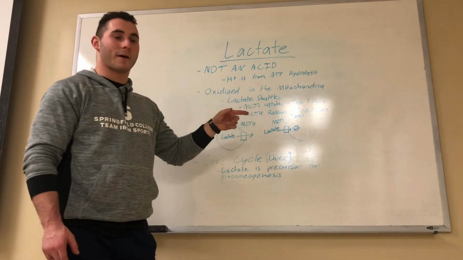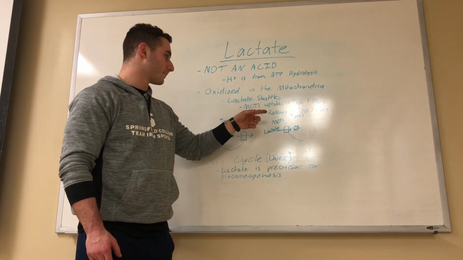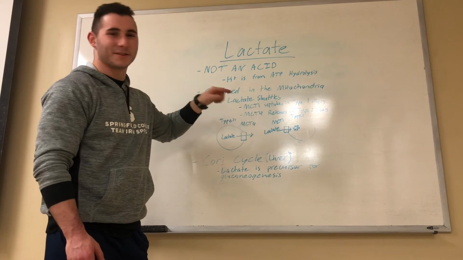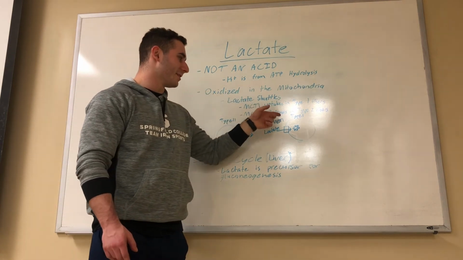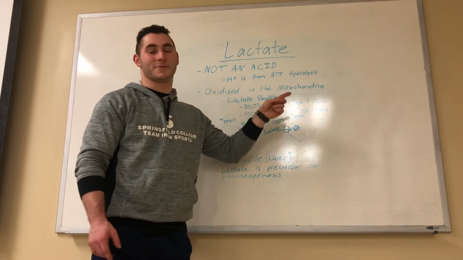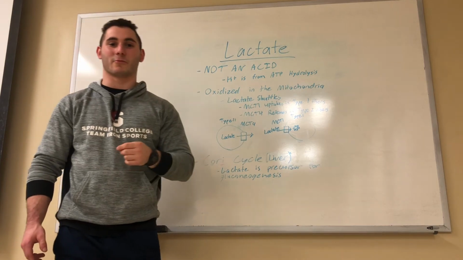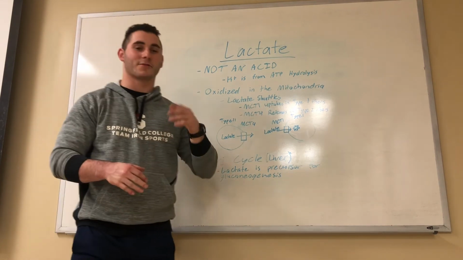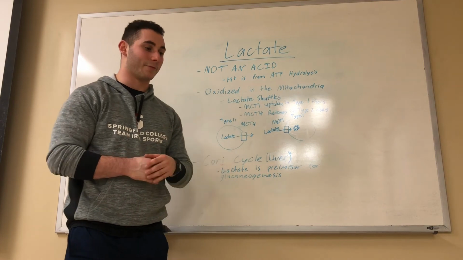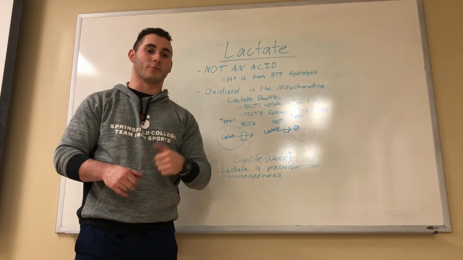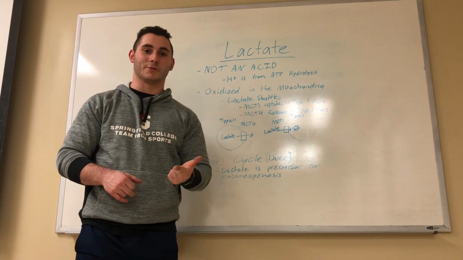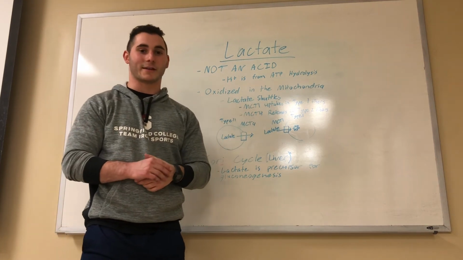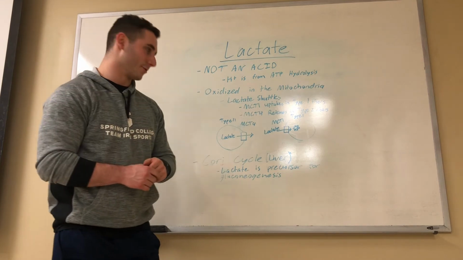MCT1, so monocarboxylate transporter 1, is your uptake of lactate in type 1 fibers. MCT4 actually releases lactate from type 2 fibers. Later on in the semester, we'll start going into the differences between type 1 and type 2 fibers, but just know for now in this explanation, type 1 fibers are your aerobic, mitochondrial-dense fibers, and your type 2 fibers are your glycolytic, lacking-mitochondria fibers.